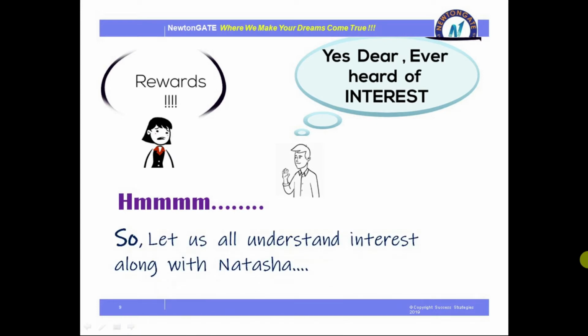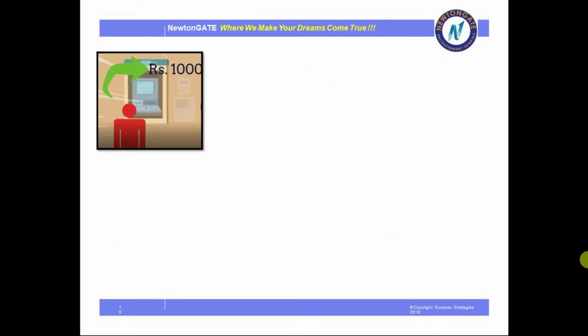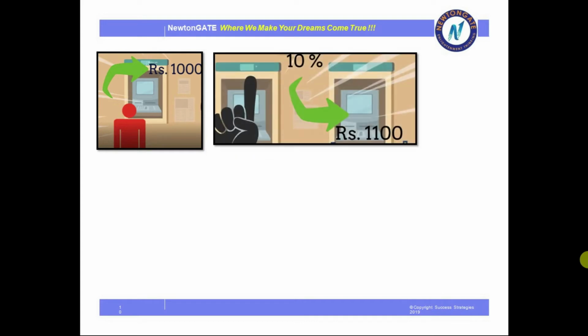Now let us do one thing. Let us all understand interest along with Natasha. So hopefully we are all ready now to understand what exactly is simple interest. Suppose Natasha's father gave ₹1,000 to the bank and said, you can keep the money for one whole year. The bank said, sure, and said, we will give you 10% interest. And after 1 year, when Natasha went back and asked for the money, she actually got more. She got 1100 rupees.